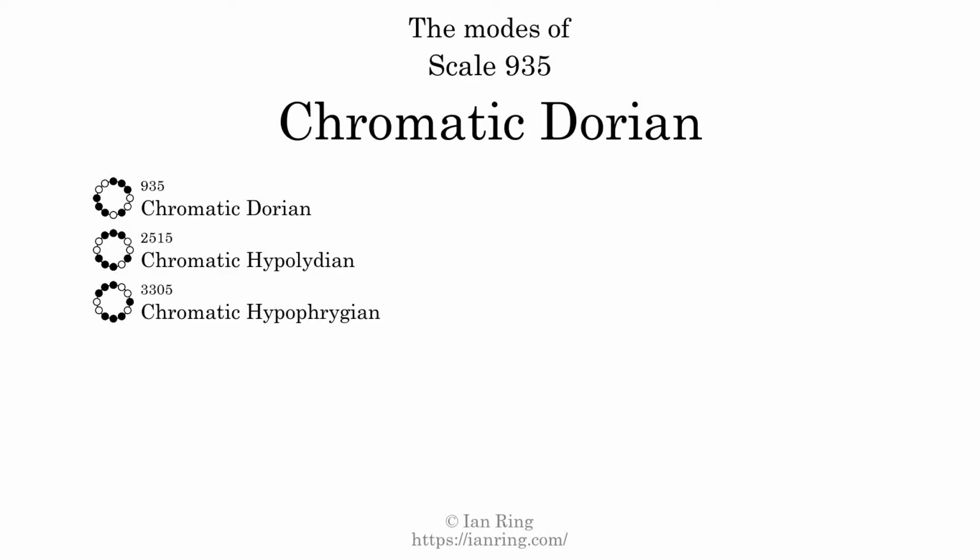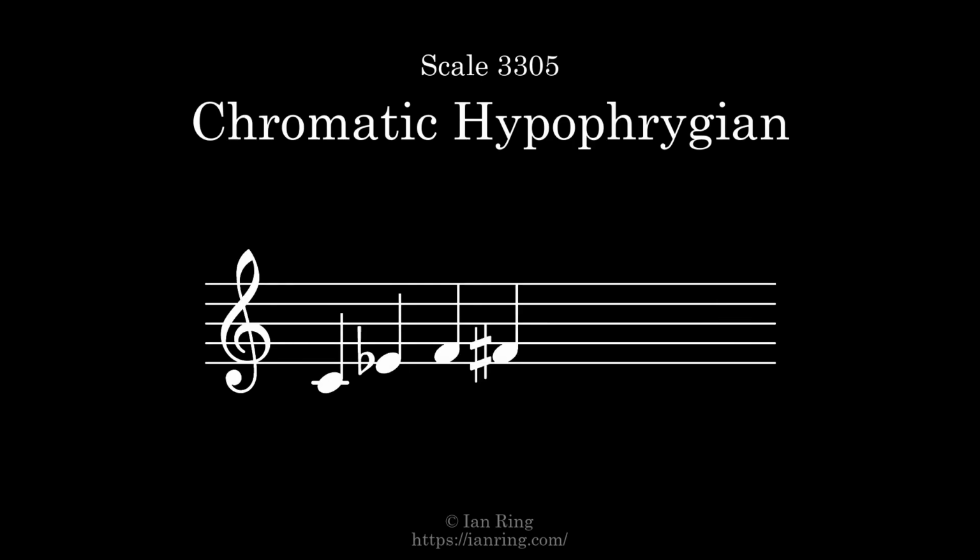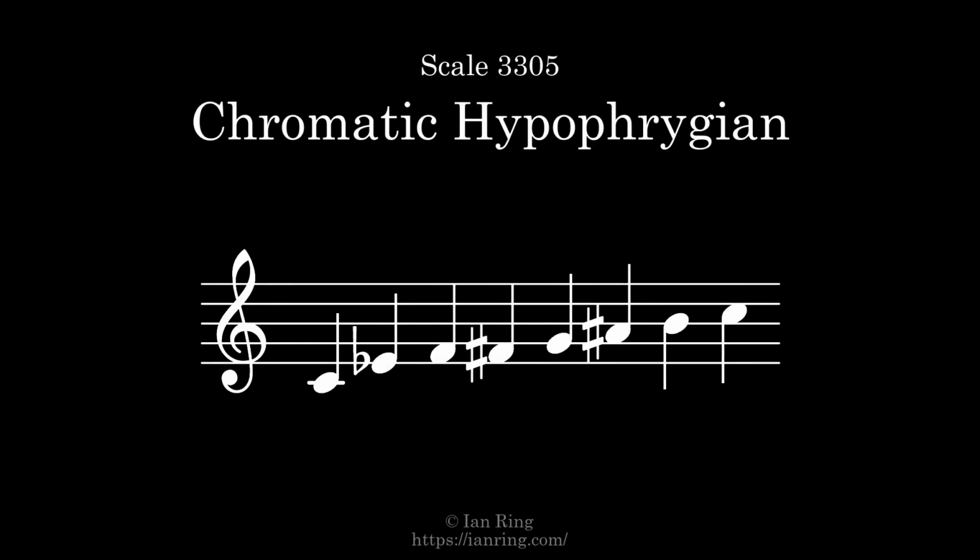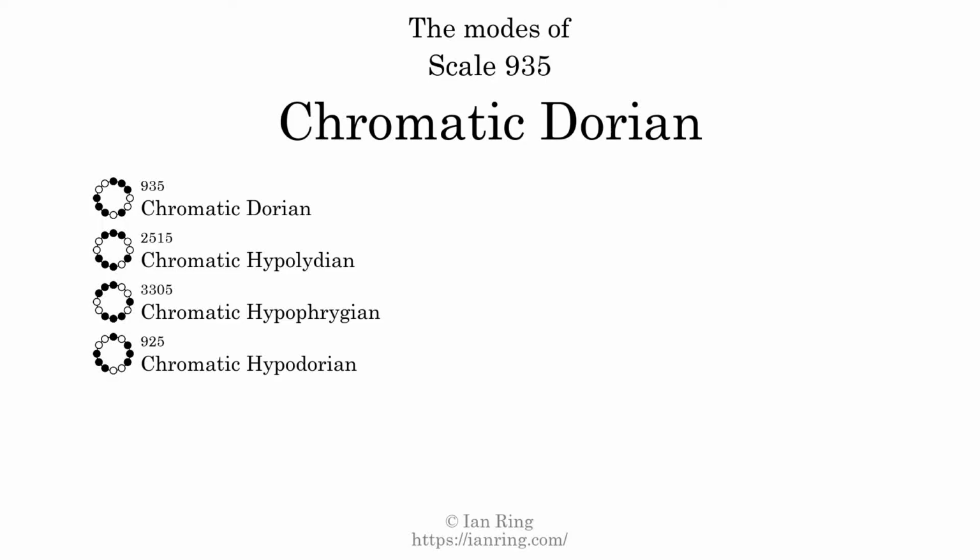The third mode is scale 3305, also known as Chromatic Phrygian. It sounds like this. The fourth mode is scale 925, also known as Chromatic Dorian. It sounds like this.